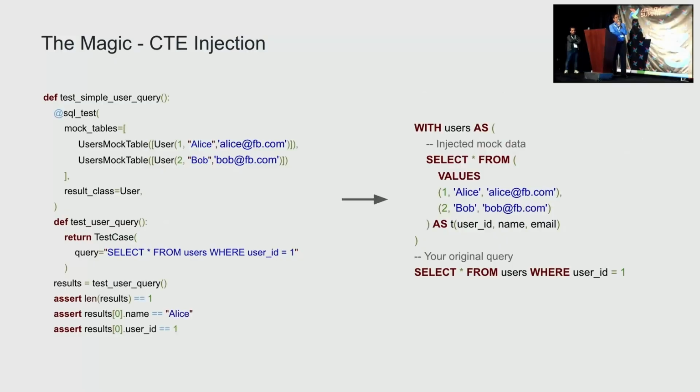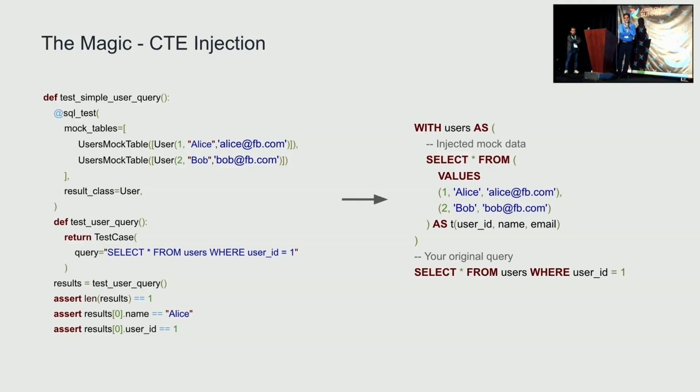Here is an example test case, the structure of the test case. The key part here is that we have a query, but in reality, this query may be very complicated. In this case, it's just a selection of user where user ID is equal to 1. At the top, you have this annotation SQL_test, which takes a bunch of mock tables and the result class. And then finally, there's a bunch of assertions like name equal to and user ID equal to.